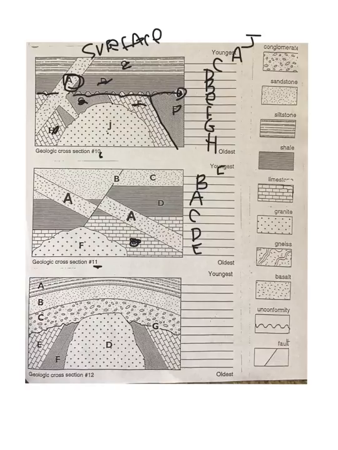So E was deposited, D was deposited, and C was deposited, and then A cut across that, and then B broke it, and then F covered it up.